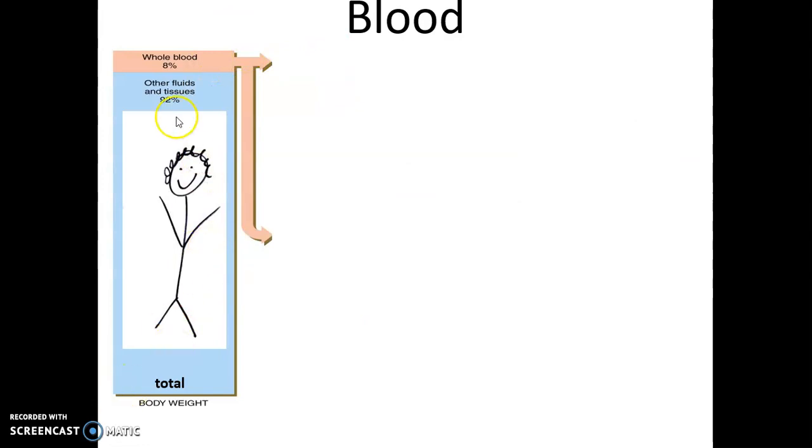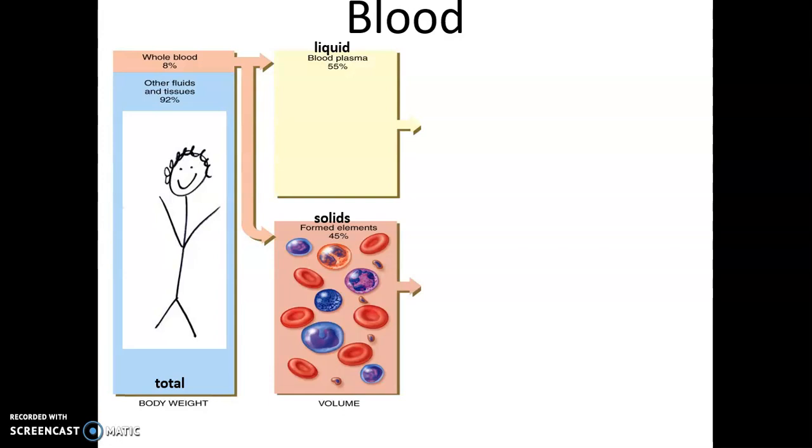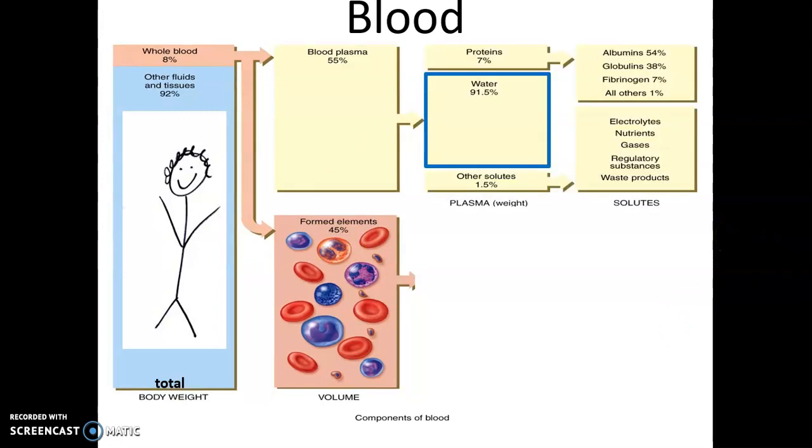So in the typical human, 92% of that human is the various fluids and tissues of the body, and 8% is the whole blood. So 8% of your body by weight is blood. Blood can be broken down then into the liquid portion, the blood plasma, which is approximately 55% of whole blood, and the solids, the formed elements, which is approximately 45% of whole blood.